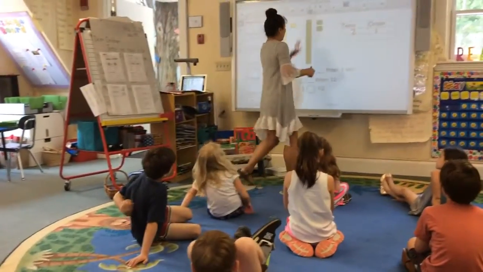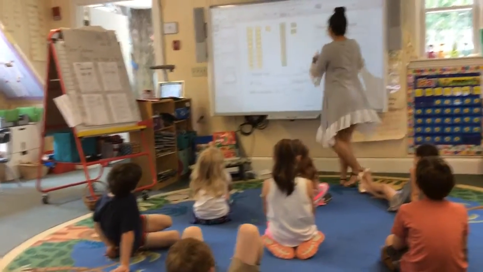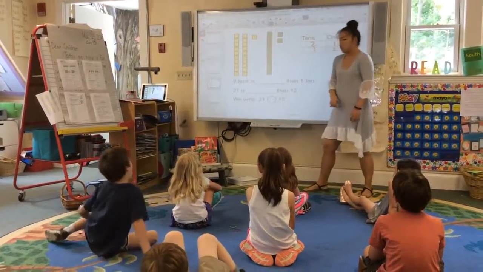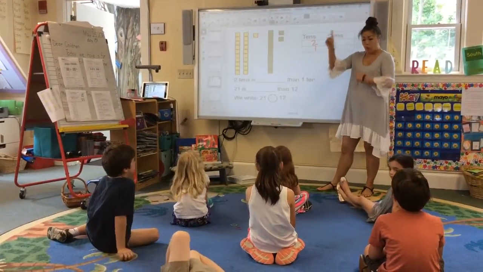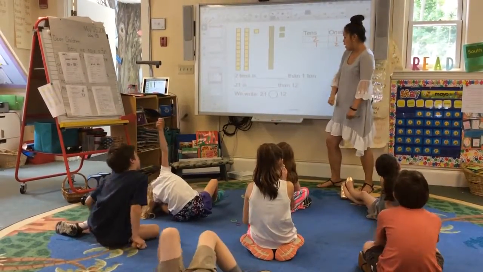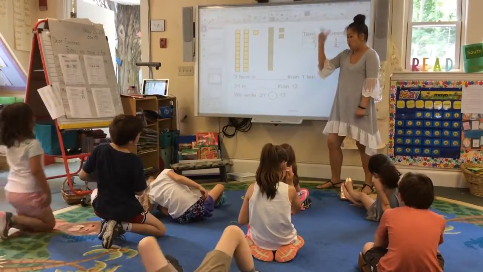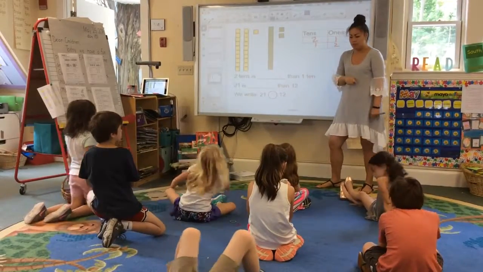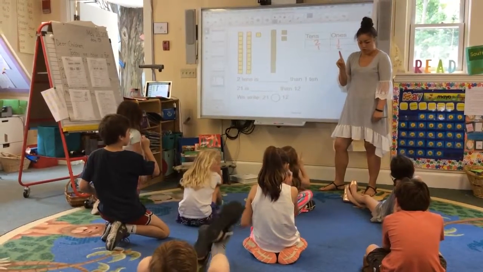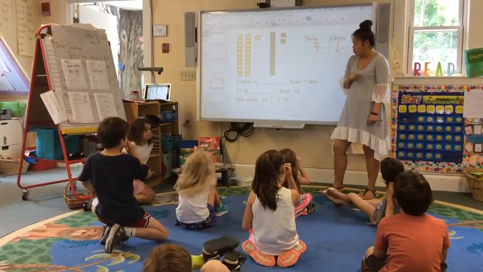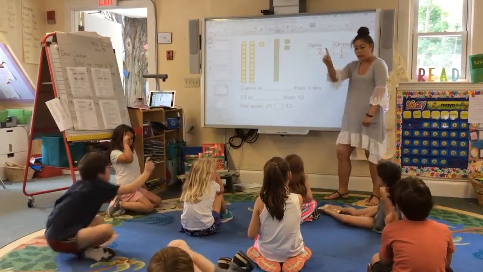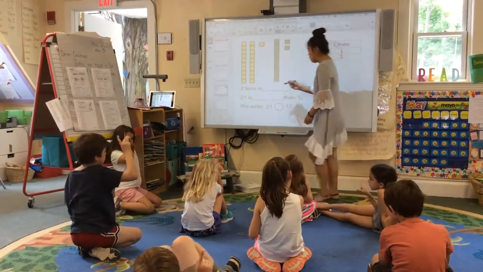Oh, I see 1 ten and I see 2 ones. I agree, that is 12. Do we think 2 tens is greater than or less than 1 ten? Show me on your hands, 1 is greater, 2 is less than. Show me on your fingers, greater than or less than? I see ones. I agree, it's greater than.